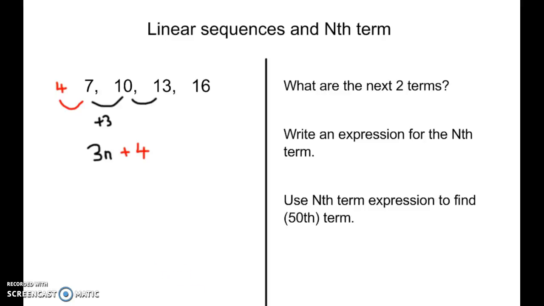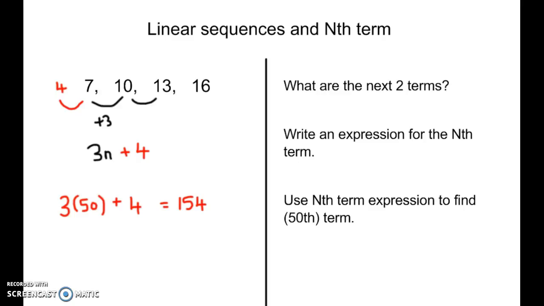So now we come to write an expression, written expression. Now we come to use our expression to find the 50th term. Substitute 50 in the place of n, like so. And we've got 3 times 50 plus 4. That's going to give us 154. So hopefully that makes clear what we need to do there.